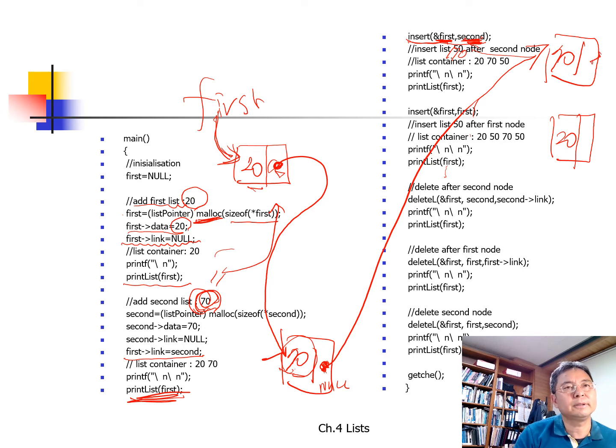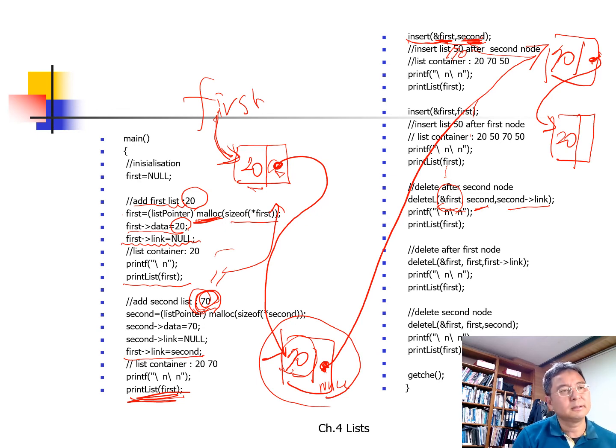So the link field of a previous node will point to the first one. And delete after second node. That means I want to delete, this is the first address, and the first element of address second, and the second link. Okay, so second link means that this is the 50. This is the second one that will be deleted.